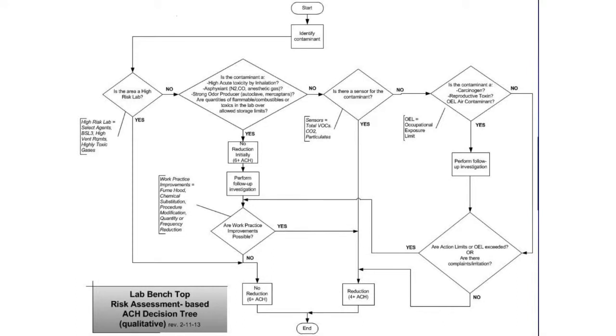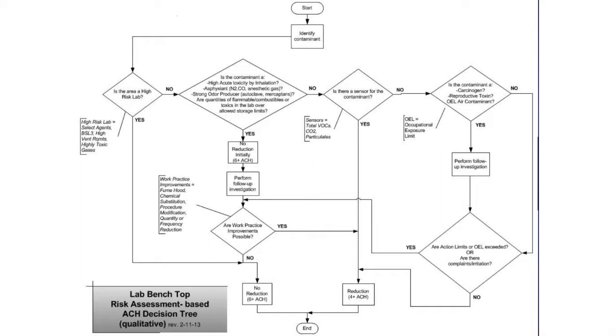So the way this decision tree works is you start at the top. We identified the contaminant, it's ethidium bromide. We move to the left: is this lab high risk? In this case, no. We ask a series of questions: is the contaminant acutely toxic? Is it an asphyxiant? Is it a strong odor producer? In this case, no. Is there a sensor for the contaminant? No. Is the contaminant a carcinogen or a reproductive toxin? Well, in this case, ethidium bromide is a mutagen. So the answer to that question is yes.